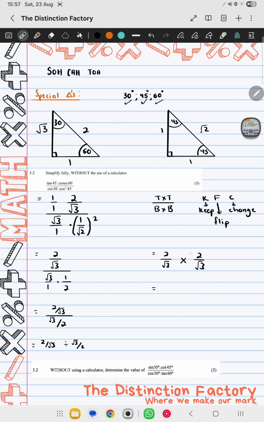And we know how to multiply fractions. We multiply the tops together and then we multiply the bottoms together. So 2 times 2 gives me 4. And then we've got root of 3 times root of 3, which just becomes 3. And that should be our final answer.